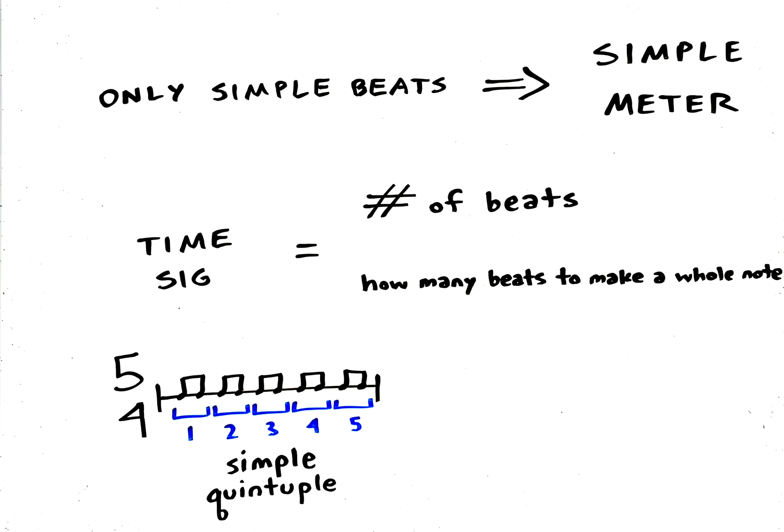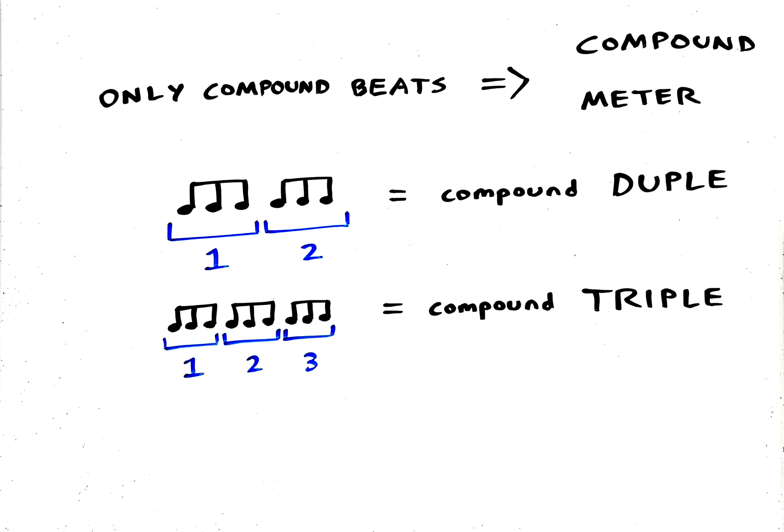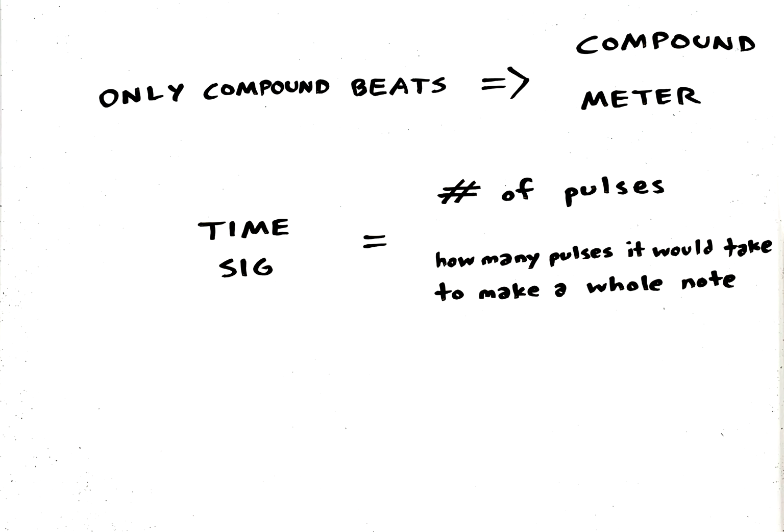If you used only compound beats, your meter is a compound meter. A meter with 2 compound beats is compound duple. A meter with 3 compound beats is compound triple, and so on. To write the time signature of a compound meter, just write the number of pulses on the top, and on the bottom, write how many pulses it would take to make a whole note.